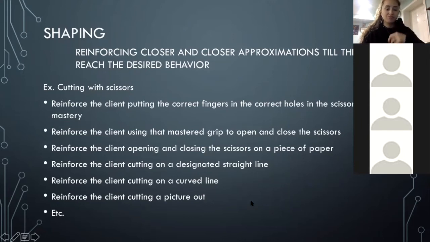Okay. Any questions on chaining? Forward chaining, backward chaining, total task chaining. Coolio.